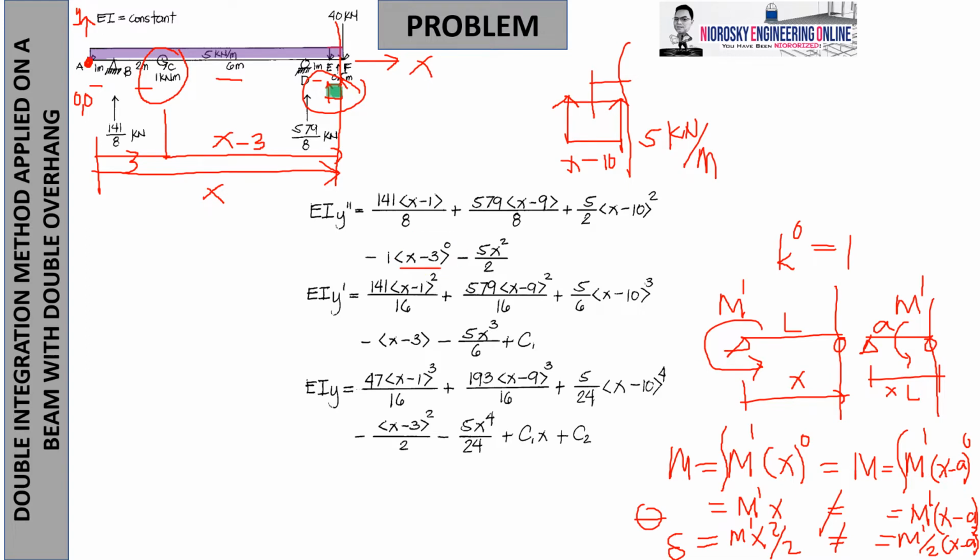Don't forget that. Since the moment value is not located at the tip of point A, it should not just be times x. So it should be times x minus 3 but raised to 0. And then do the following. Now, if you integrate it once, it will be like this one, okay? The slope equation, and this is the deflection equation. So progressively integrate it until you reach EIy or EI delta.